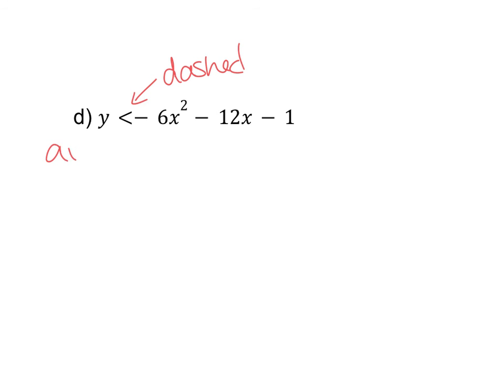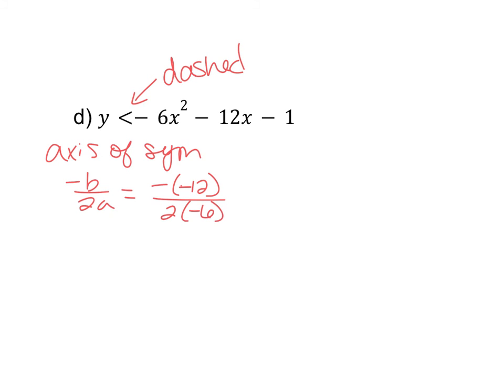So let's find your axis of symmetry. That's negative b over 2a. And notice I write the formula every time because I think you're more likely to memorize it whenever you write it over and over again. So this is kind of a fun one. It's negative times negative 12 over 2 times negative 6. On top that gives me positive 12. On bottom gives me negative 12. Simplify that: 12 divided by negative 12 is negative 1. So my axis of symmetry is negative 1.